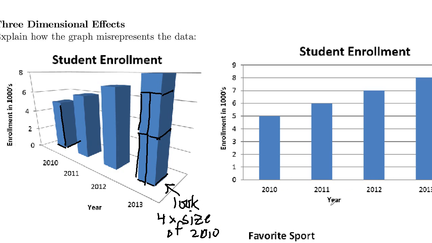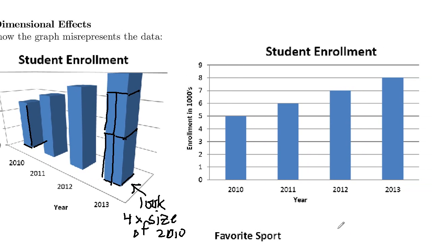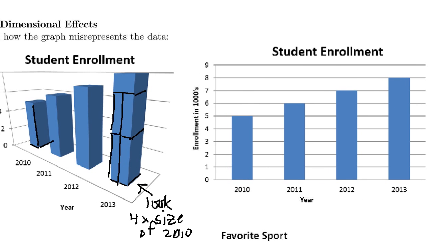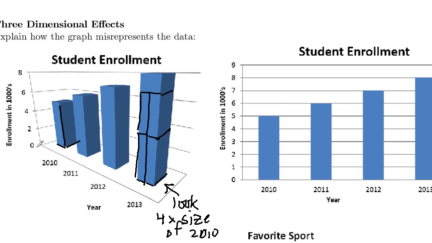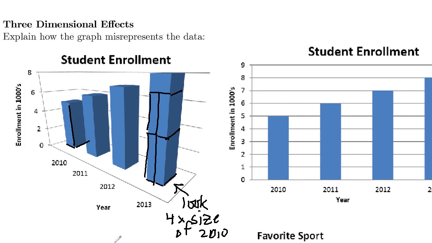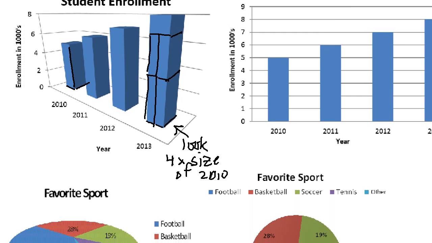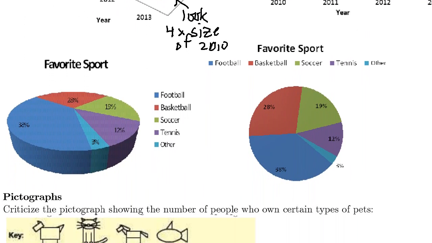Okay, but in the two-dimensional version, we don't see that over here. Okay, so you've got your 5,000, you got your 8,000. This is a little bit less than twice as much more. So this would definitely be a much more accurate way. Now notice that we didn't have a baseline change here, and the scale was even. So it did have those things going good for it, but we do have some distortion going on here, and that is a problem. You can have that same kind of distortion with pie graphs.